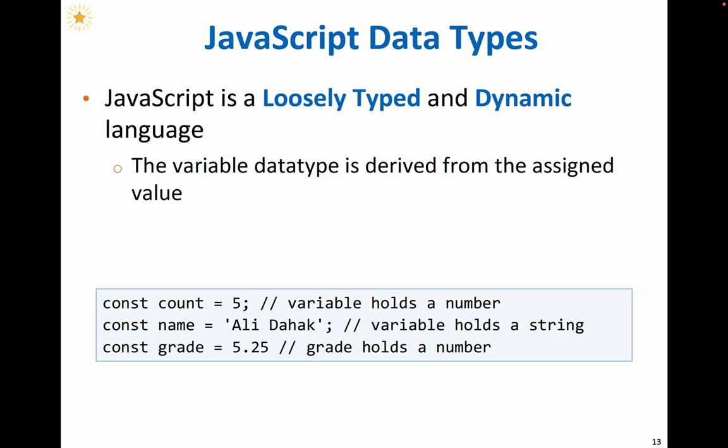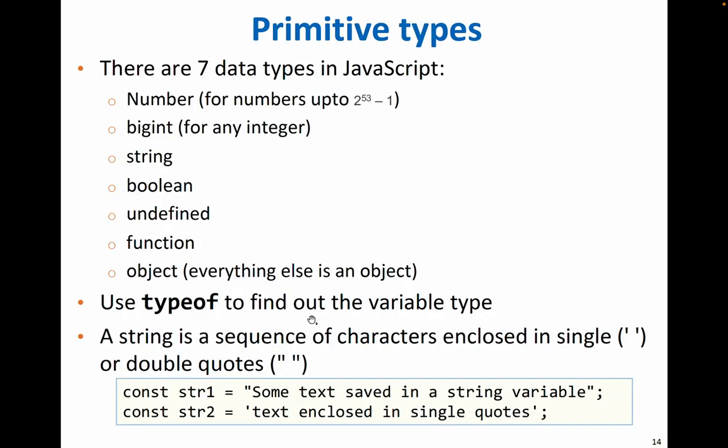Regarding data types in JavaScript, well, it looks more similar to Python because it is a loosely typed and dynamic language. What it means in this context is that we do not need to define the data type for the variables, as in Python, but JavaScript derives its type from the value. So if it is 5, it should be number. If it is a text, then it should be string.